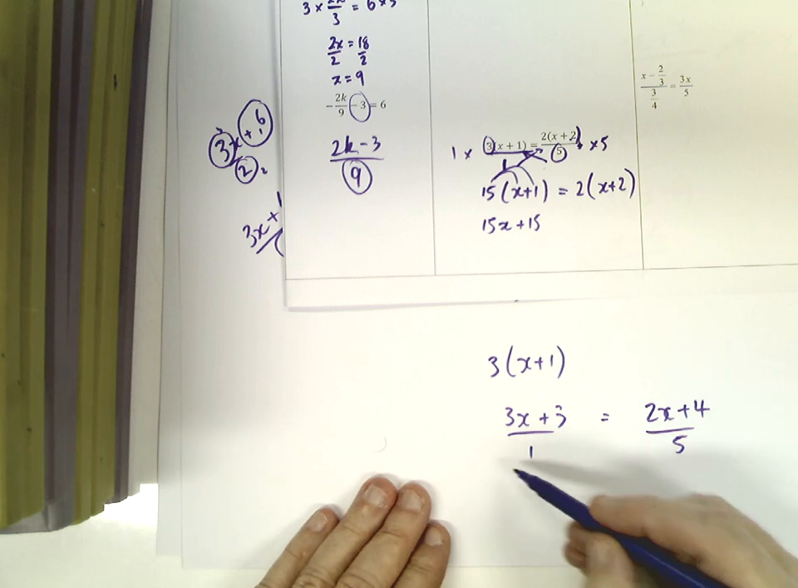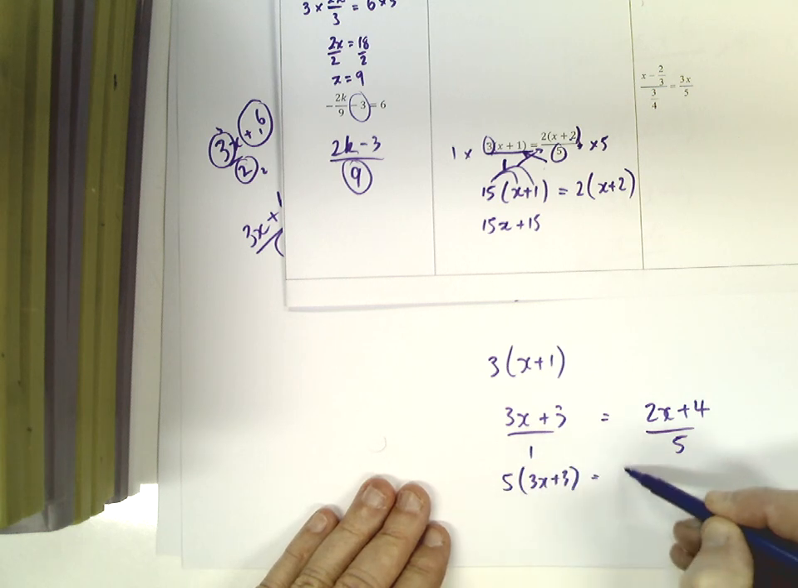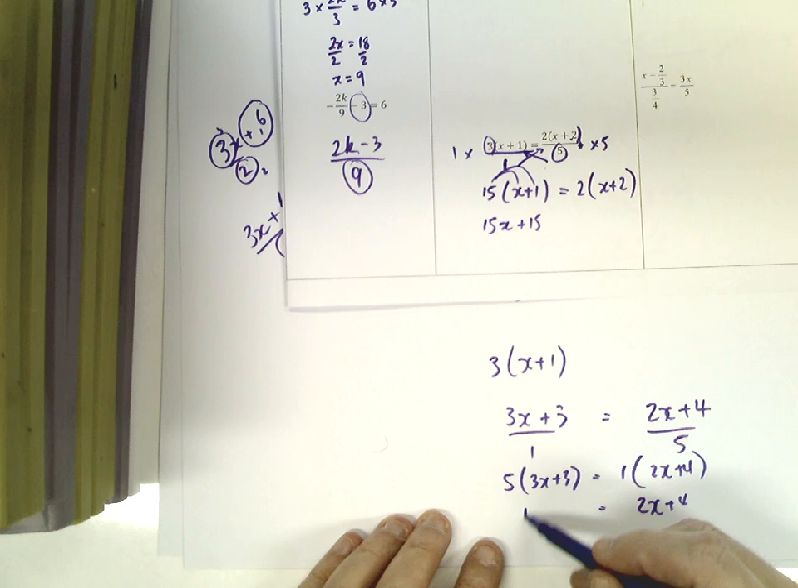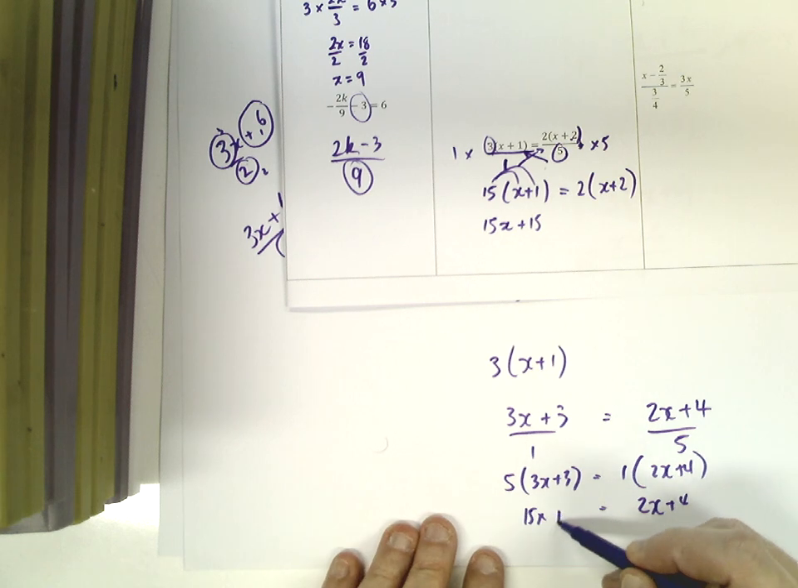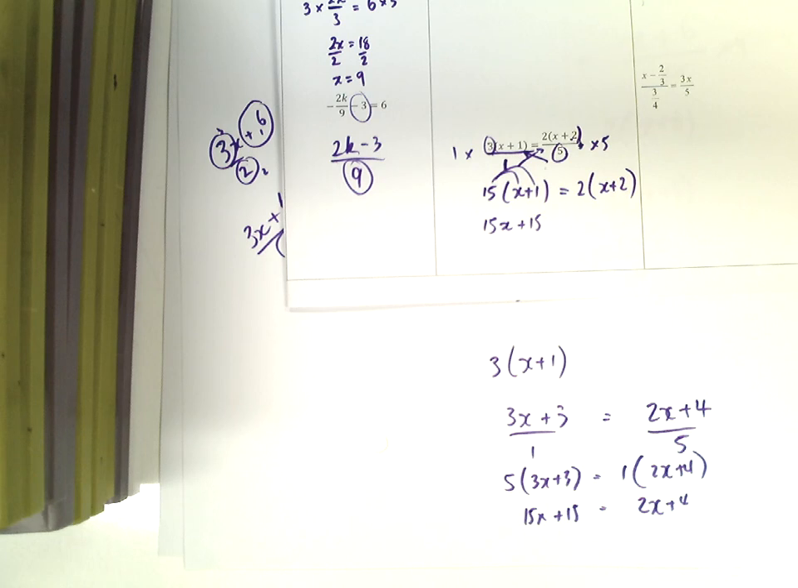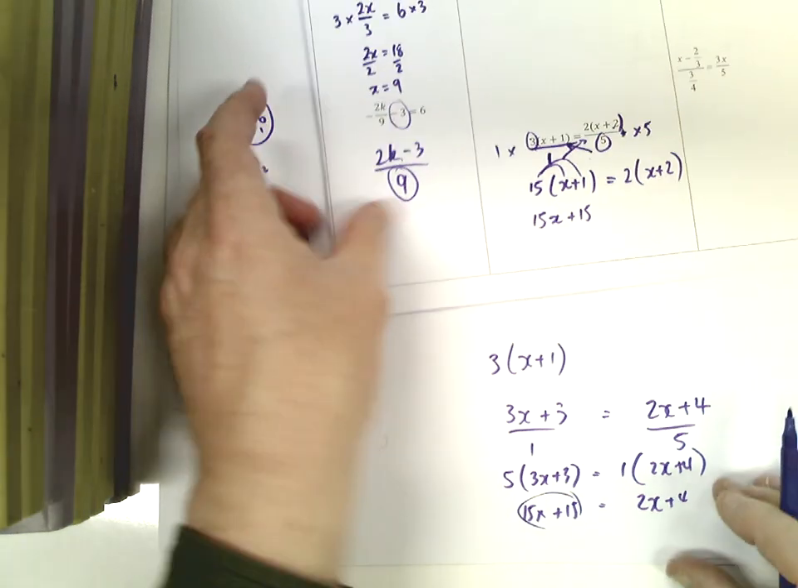So then we would cross multiply, and we would get 5 lots of 3x plus 3, and we would get 1 lot of 2x plus 4. Well, I mean, that's just going to be 2x plus 4, but 5 lots of 3x is 15x, and 5 lots of 3 is 15. So, can I do that? Yes, well, of course, mathematically, I've just proved that I can. So that is, of course, the same answer as that.